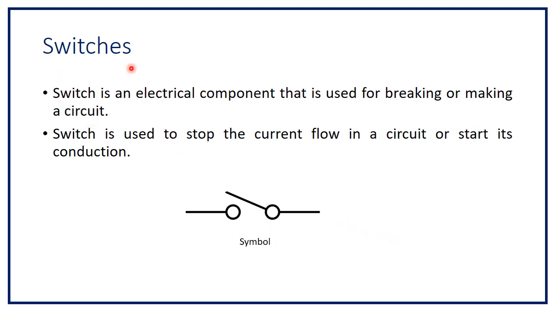Next we will see switches. A switch is an electronic component that is used for breaking or making a circuit. It is used to stop the current flow in a circuit, or to start its conduction in the circuit. This is the symbol of a switch. It has two terminals. Here we have the normally open condition. When you press it, it will close. When it is open, it breaks the circuit, and when it is closed, it makes the connection between the two terminals.